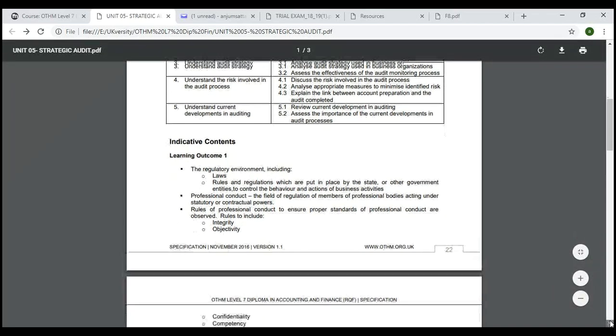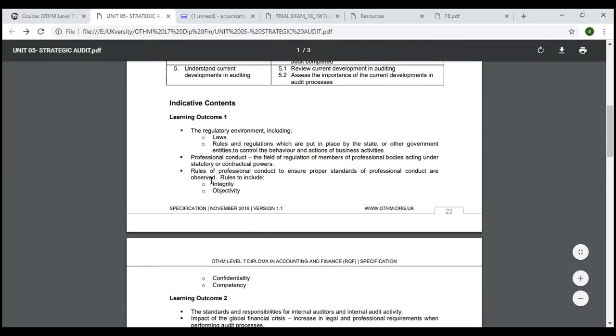We'll also go through the professional code of ethics: integrity, objectivity, confidentiality, and competency. And one more which we normally use, due care.